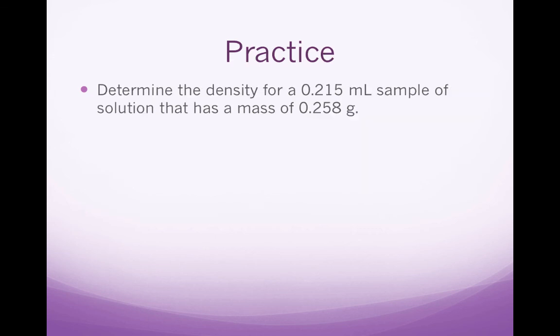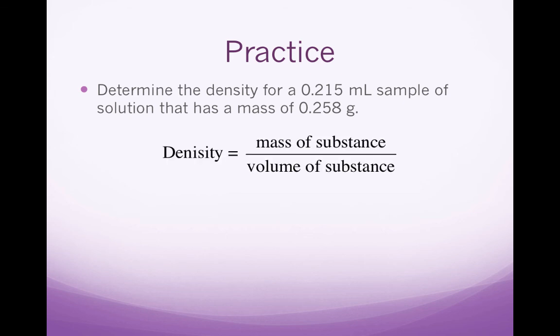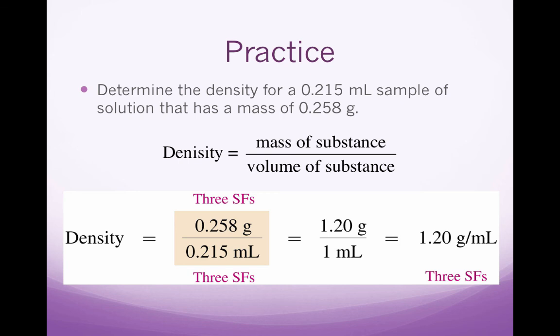So let's determine the density for a 0.215 milliliter sample of solution that has a mass of 0.258 grams. So we want grams per milliliter, mass over volume. So density equals 0.258 grams divided by 0.215 milliliters. So that we get 1.20 grams per milliliter.